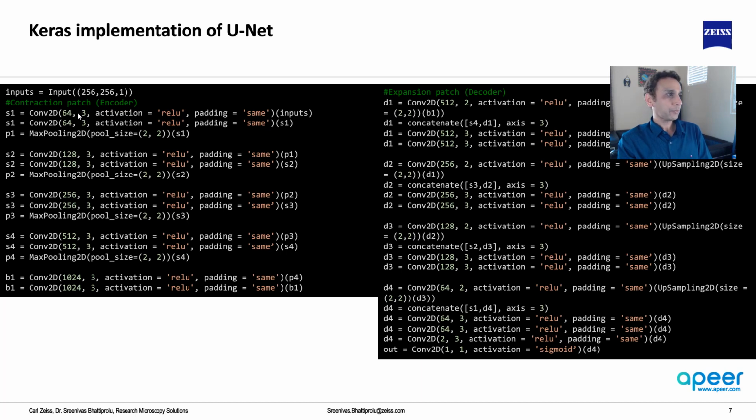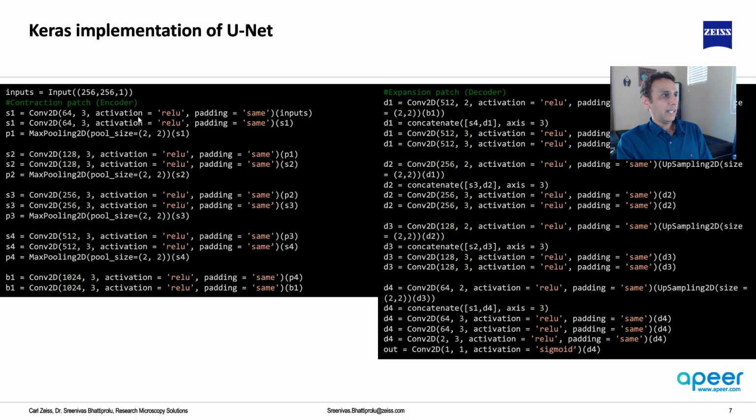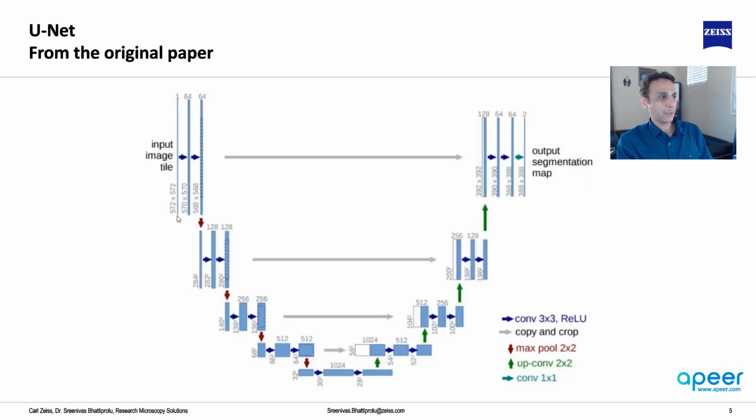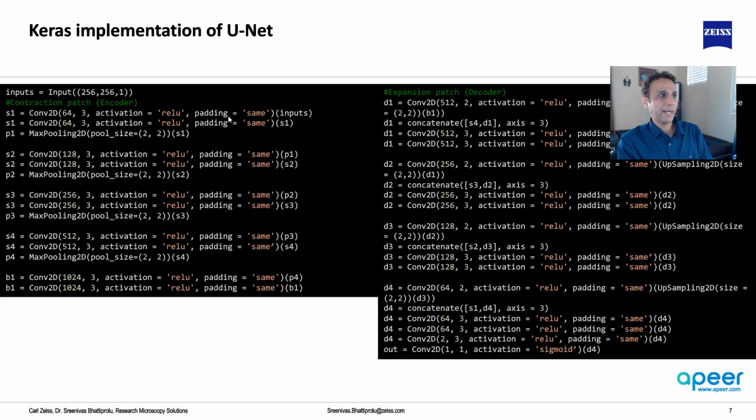That's 3 by 3, and then activation is relu. I'm going to set padding equals same so my output is the same size as this input, 256, 256. I don't think the original paper did that, which is why there is a change in size from 572 to 570 to 568. In our case, let's just put padding equals same so we don't lose any information. So these are the two conv layers.